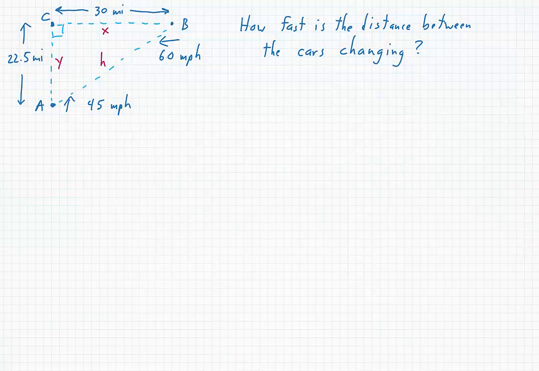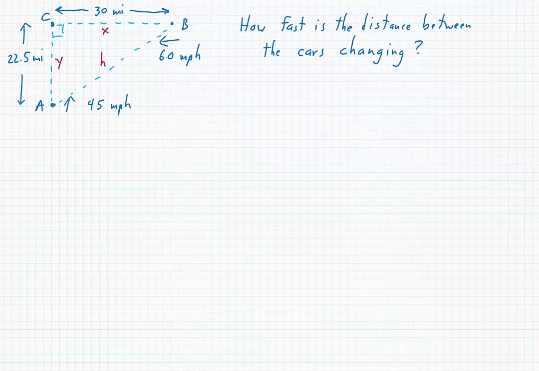In this related rate problem, we have a car at point A that's traveling north at a speed of 45 miles per hour, and we have a car at point B traveling west at a speed of 60 miles per hour. They're both traveling toward the same point C. Car A starts 22.5 miles away from point C, and car B starts 30 miles away from point C.